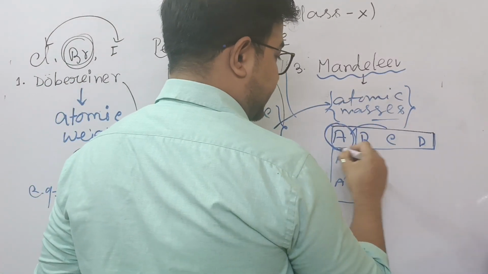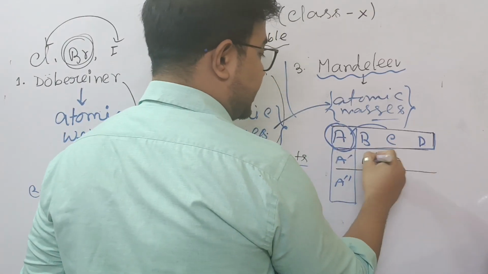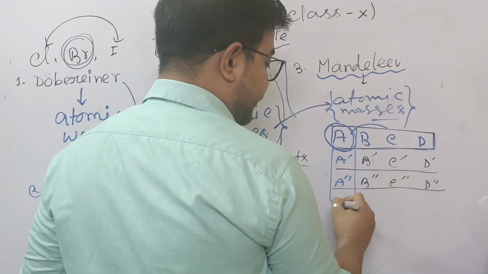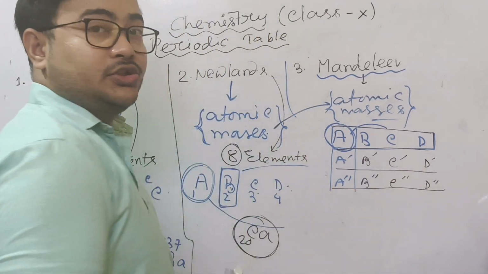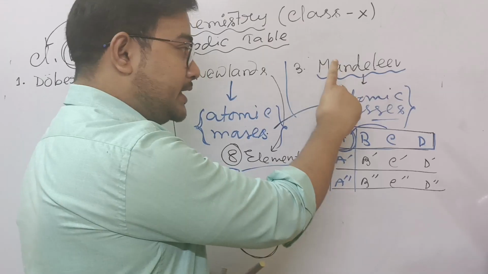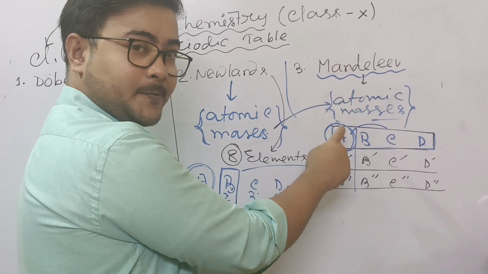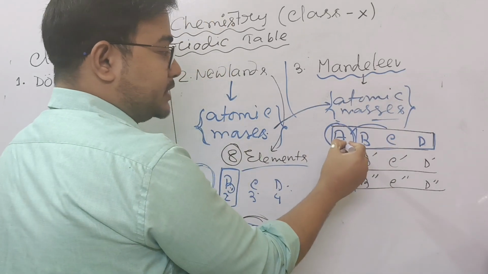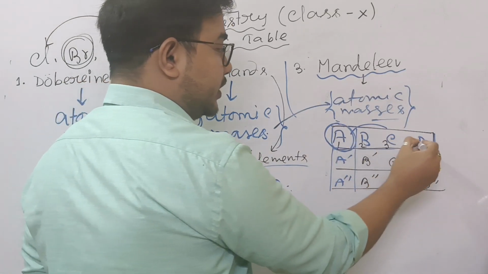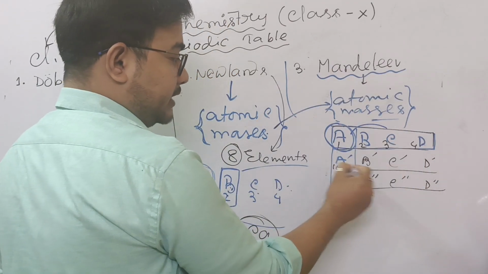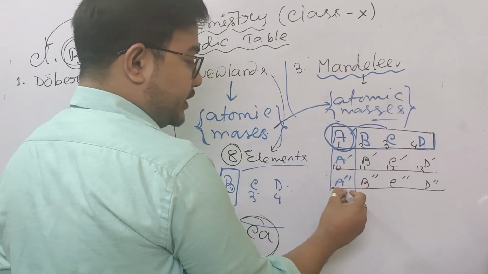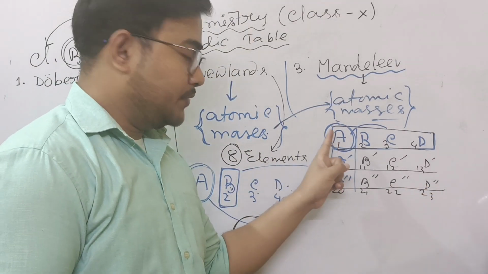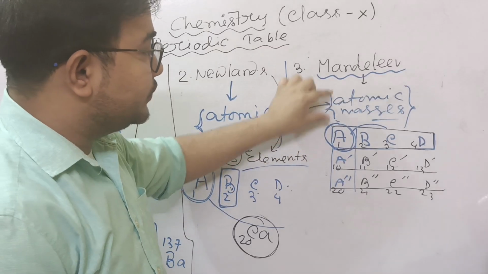Suppose this is a period: A, B, C, D. Suppose it is A dash, B dash, C dash, D dash. It is A double dash, B double dash, C double dash, D double dash. So suppose these three are the periods. Mendeleev's periodic law says the properties of the elements are the periodic function of their atomic masses. Suppose the atomic masses are 1, 2, 3, 4. Suppose the atomic masses are 10, 11, 12, 13. And 20, 21, 22, 23. So the property of the element is a function of its atomic mass.